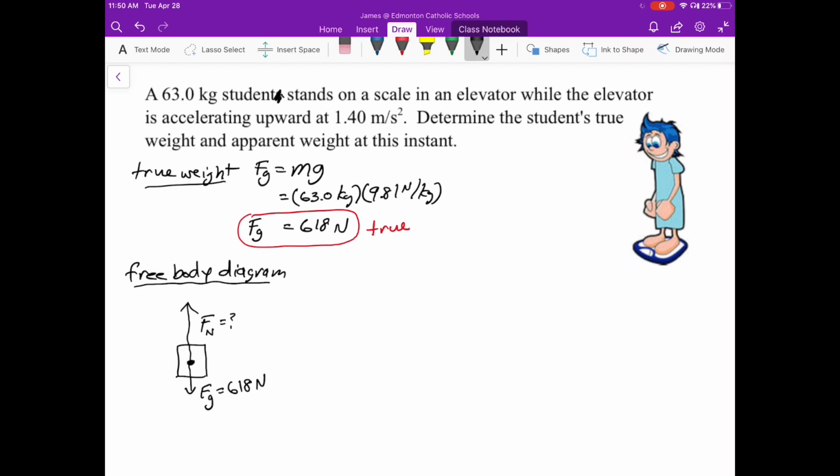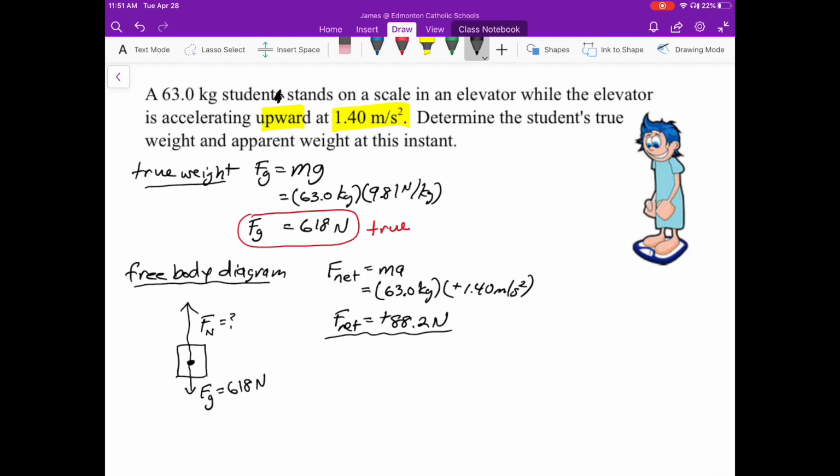Well, we're given the acceleration of the student. The student is accelerating upward at 1.40 meters per second squared. So we can use our second law of motion to determine the unbalanced force, or net force, acting on the student. So mass times acceleration, 1.40 meters per second squared up. And we get an unbalanced force of 88.2 newtons up.